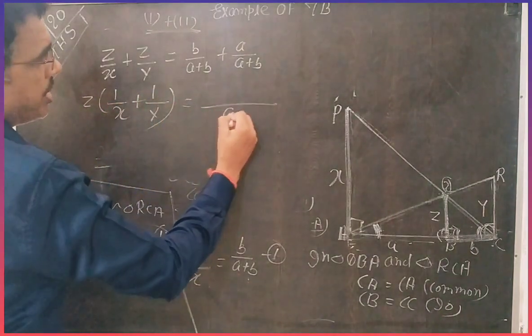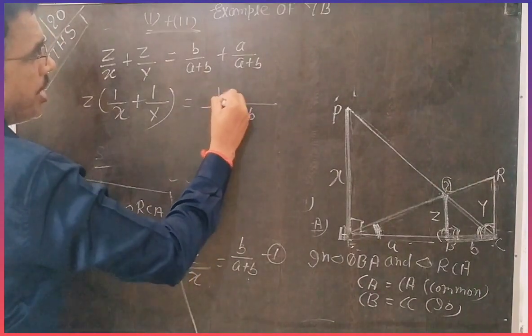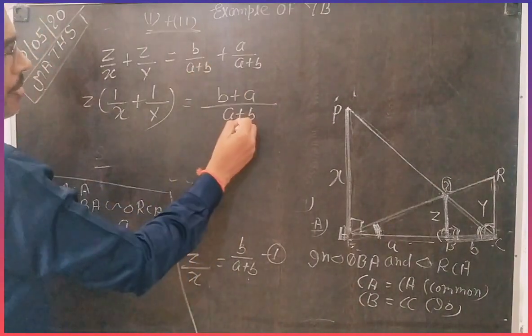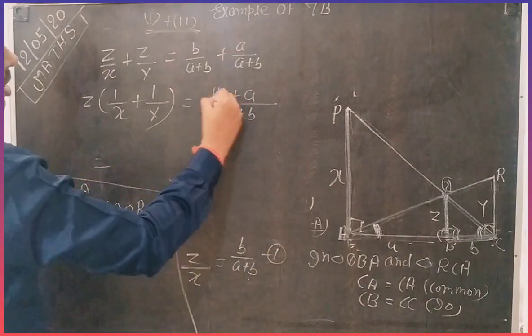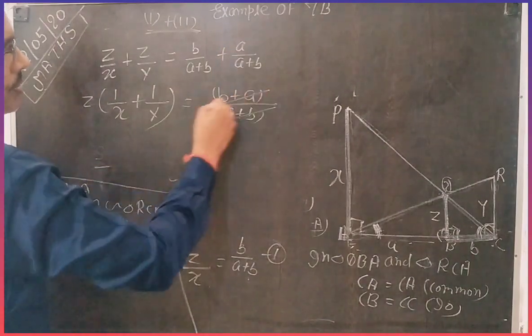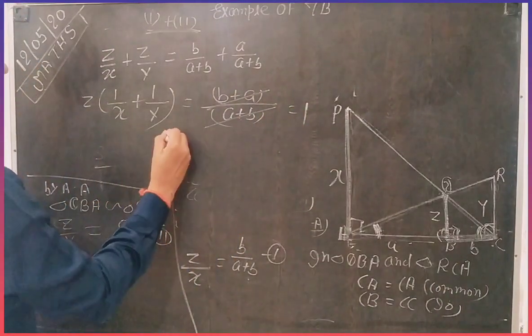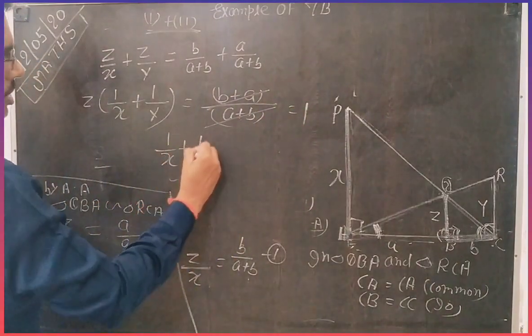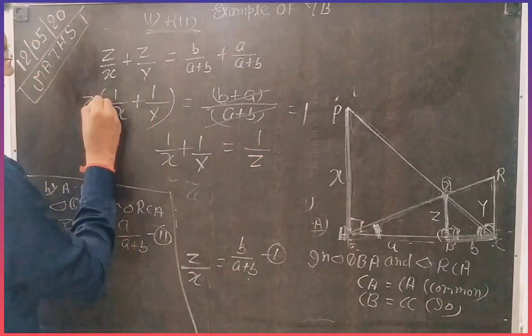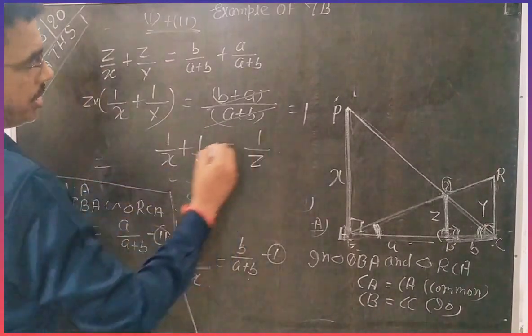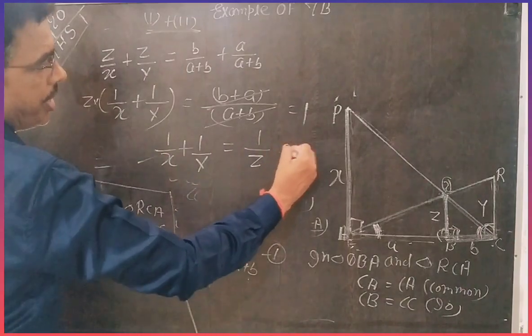Here the LCM is A plus B. Here it is B plus A, divided by A plus B. Both are the same, so it is 1. So you can write 1 by X plus 1 by Y and Z on that side. So both sides divide by Z, and it is your solution. So it is solved.